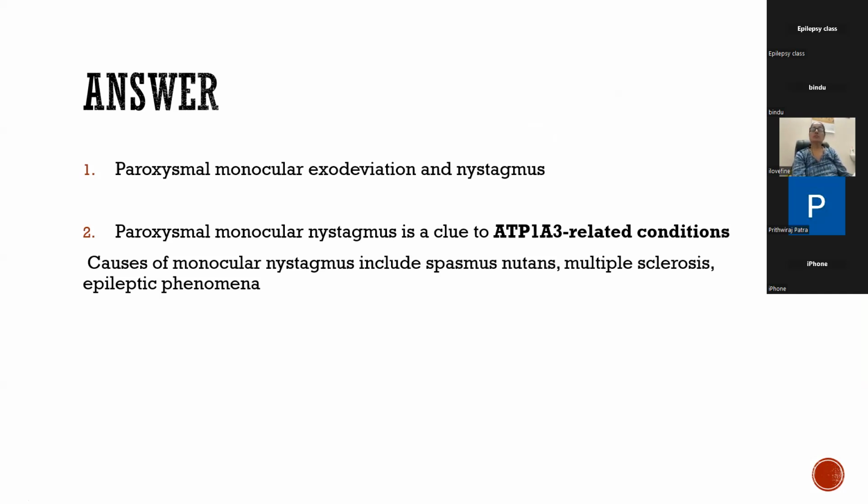And the other causes of monocular nystagmus include spasmus nutans, multiple sclerosis, and epileptic phenomena, where this can also happen. Other conditions associated with ATP1A3 mutation are rapid onset dystonia parkinsonism, CAPOS syndrome, and alternating hemiplegia of childhood.